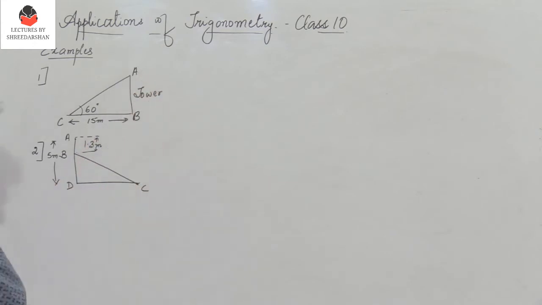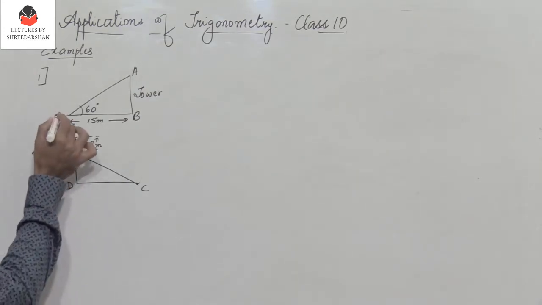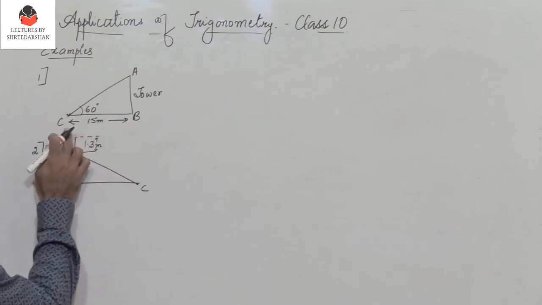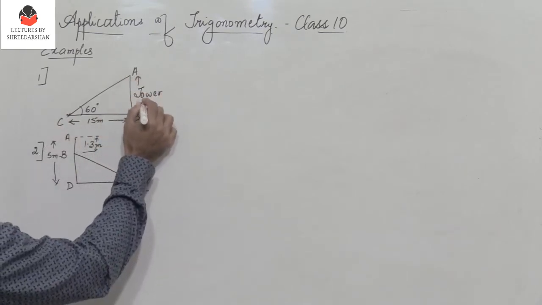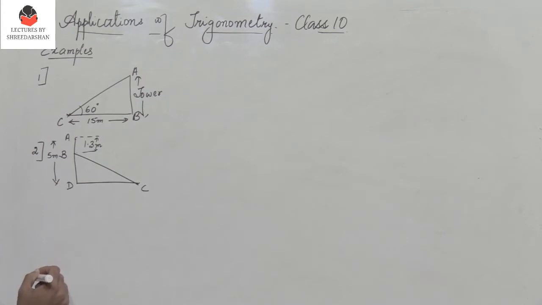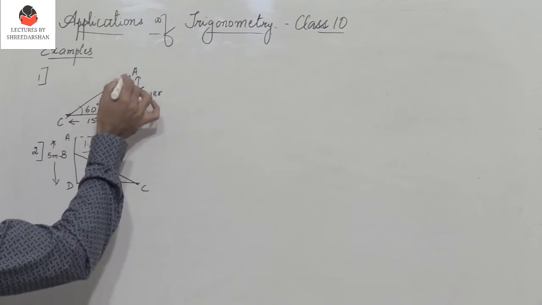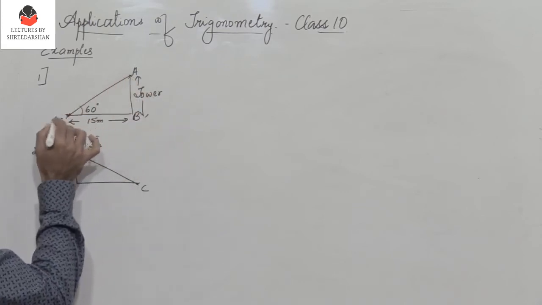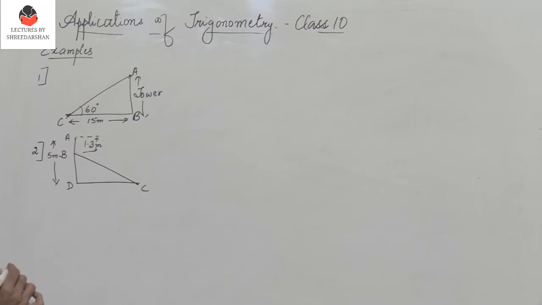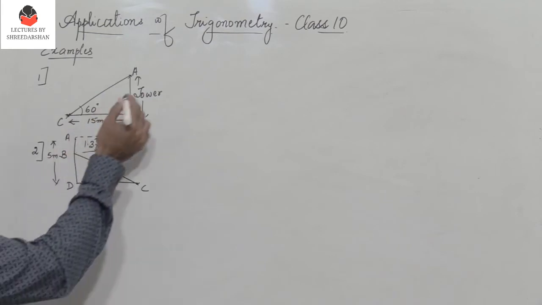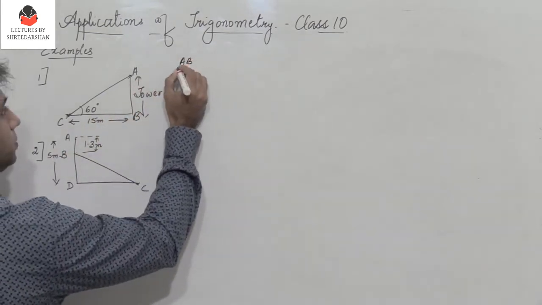Moving on with the first problem, which states that a tower stands vertically. From a point on the ground which is 15 meters away, here we have a point C which is 15 meters away from the tower. The tower is AB, and it has been given that the angle of elevation of the top is 60 degrees. So if you have a point C here and there is a tower, from point C to the top of the tower the angle of elevation is 60 degrees. Now we would like to find the height of the tower, which is AB.